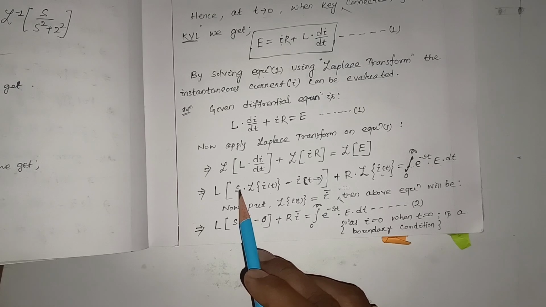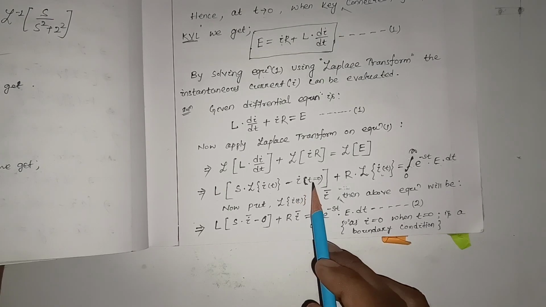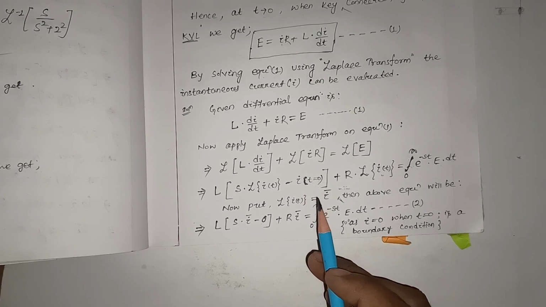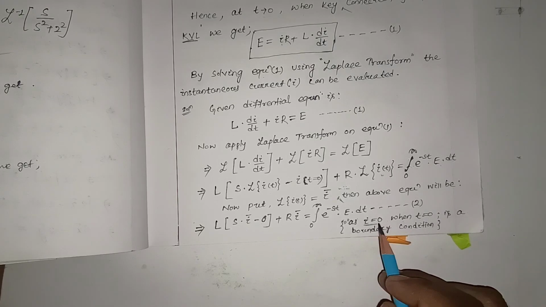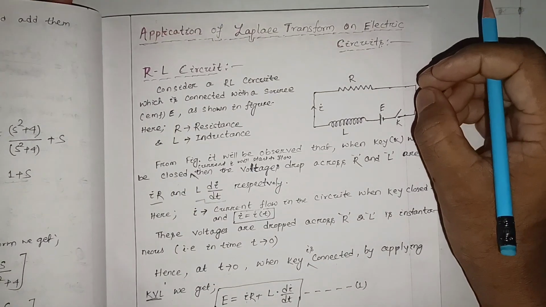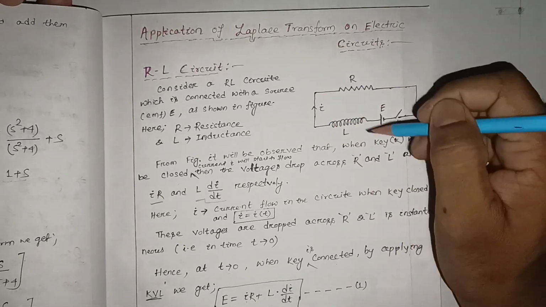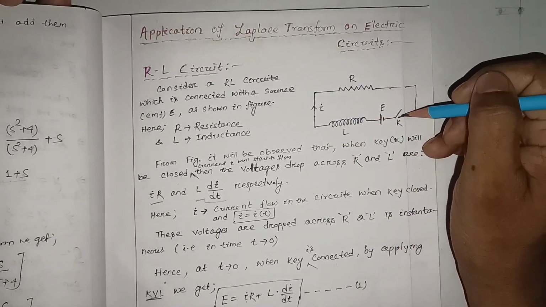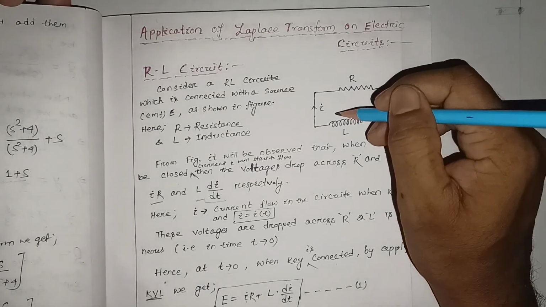So this s into this one will be I bar minus, here you can see, I will be equal to 0 when t equal to 0. I will be equal to 0 when t equal to 0 is the boundary condition. That means when the key is not connected, the current inside the circuit will be 0. So instantaneously when the key is connected, at that moment we can find the current in the circuit.